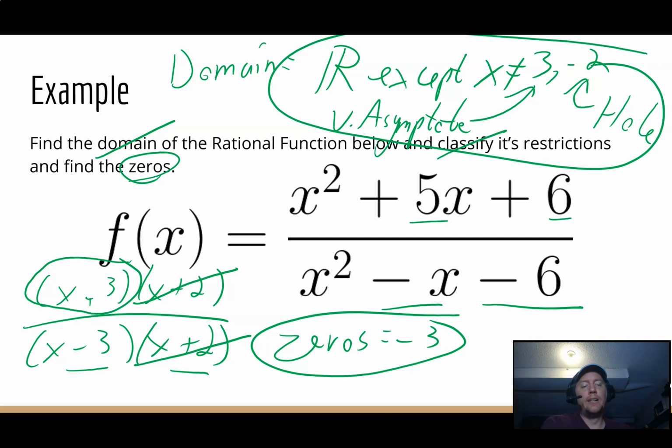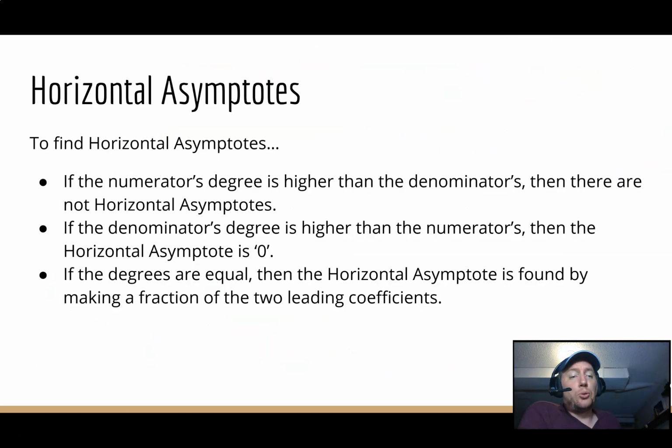like that. One last thing is horizontal asymptotes. This seems like a lot, sorry, but it's just a three-case system. So we have three situations, and that'll determine our horizontal asymptote. And all you have to worry about is the degree of the polynomial on the top and bottom.